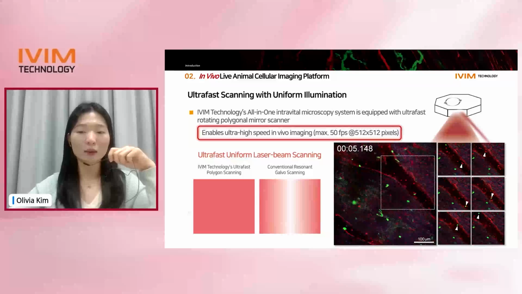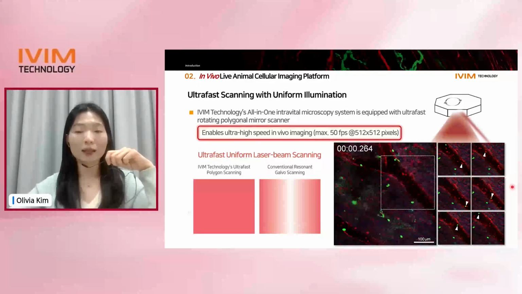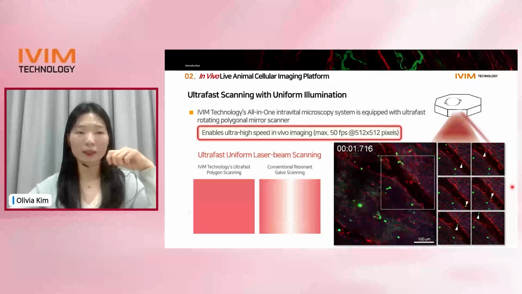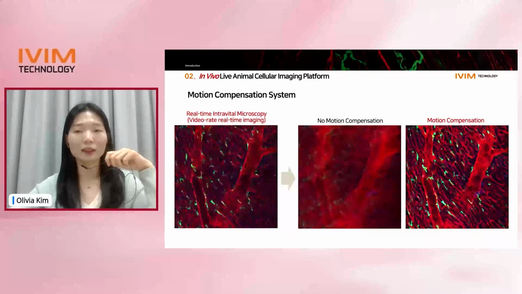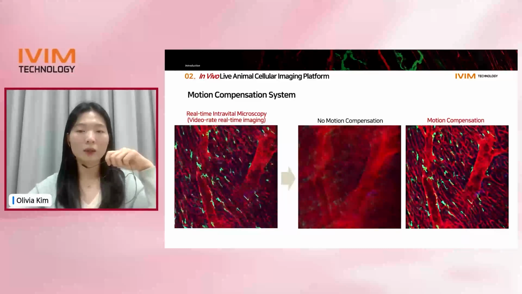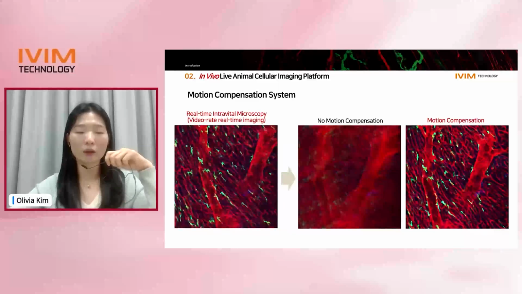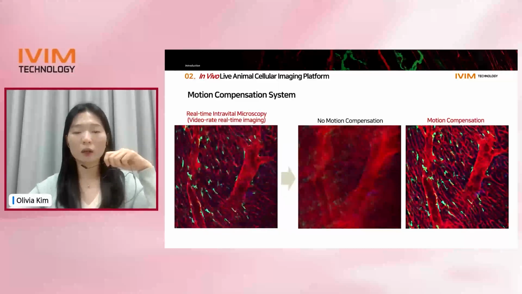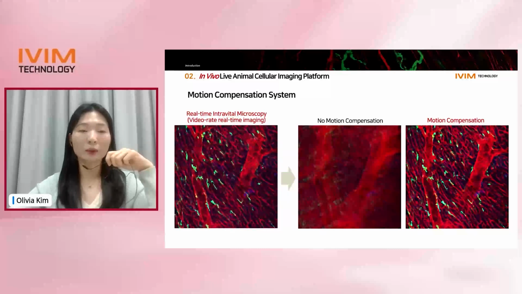Using our system, we can capture 50 frames per second at 512 by 512 resolution, enabling accurate visualization and analysis of high-velocity cellular dynamics. The second component is our motion compensation technology. Because all imaging is performed in a living mouse, physiological movements can cause substantial motion artifacts, especially in the heart and lung imaging, where there is constant motion due to heartbeat and respiration.